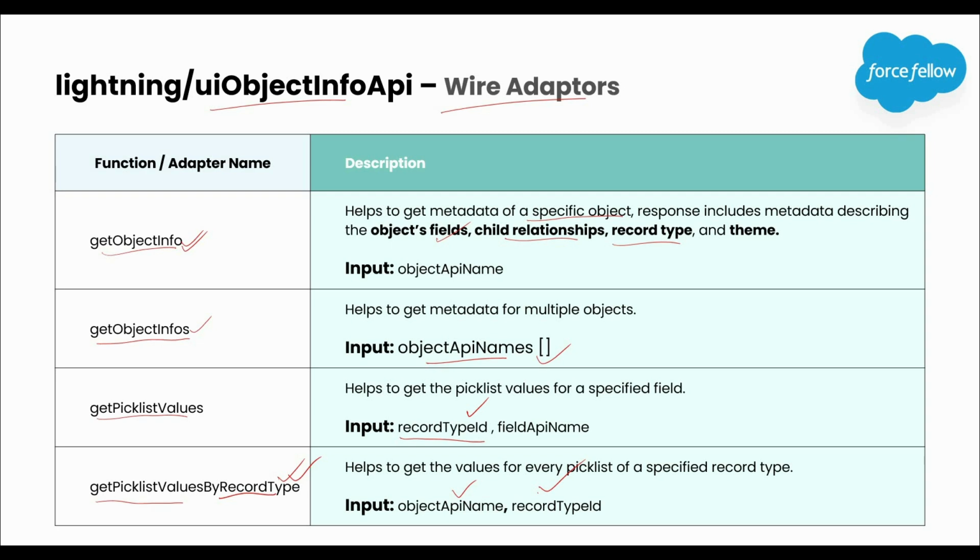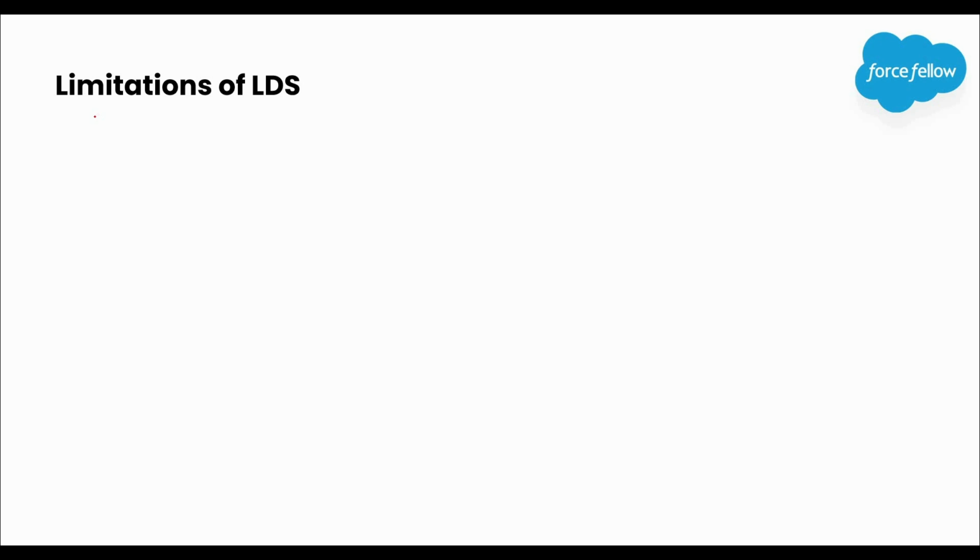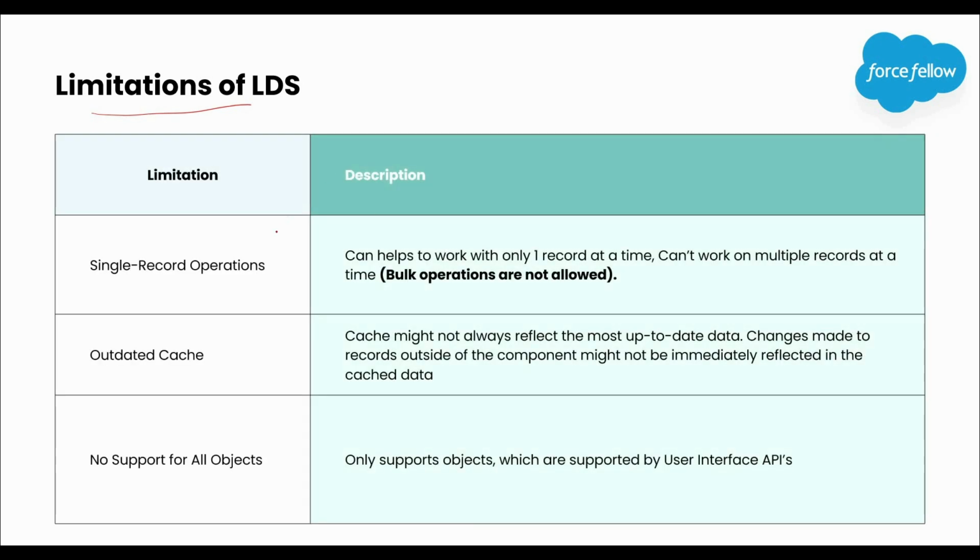Alright. Now at last, let's talk about the limitations of using LDS, or in what kind of scenarios we should not use or we cannot use LDS. So the first limitation is, at a time, LDS can only perform operations on a single record. Using LDS, we can't work on multiple records at a time. I mean, we can't perform bulk operations.